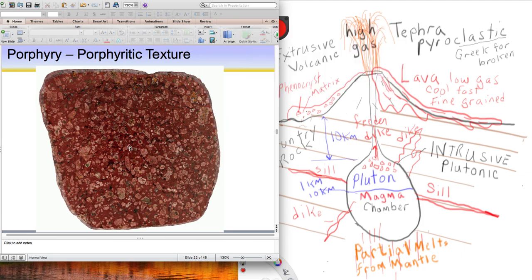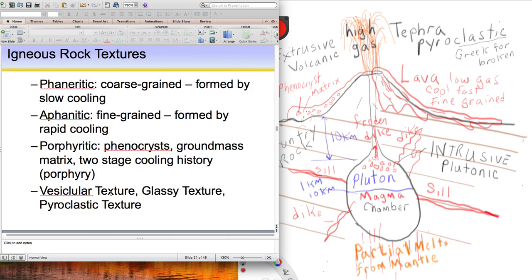Even though I see crystals, the fact that I see that fine-grained ground mass matrix tells me that this rock was happily cooling slowly down here, but then it erupted and cooled quickly. So if it came out of a volcanic vent, it must be a volcanic rock. Even though it has these big crystals, we're still going to call this a volcanic rock. Other volcanic rock textures that we'll look at are vesicular texture, which is going to have the gas bubbles, and I'll show you some examples, and then the glassy texture like obsidian. And we mentioned the pyroclastic texture already.